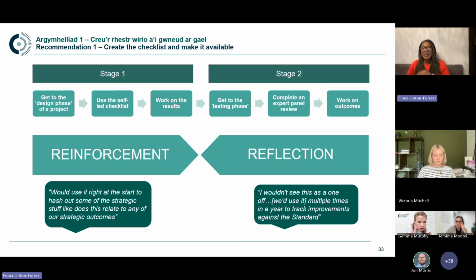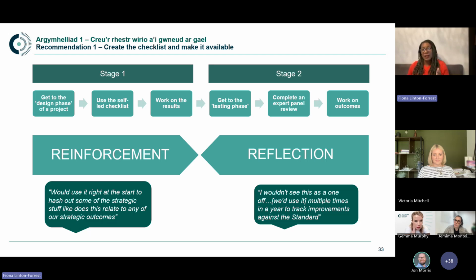And this was another point where users led us in a different direction, because as you remember, we talked about this 2-stage process where we had the checklist, and we assumed that people would use it once, work on the results, and then go for the panel review. But people said that they would use the checklist multiple times during their delivery cycle. And there was this idea of reinforcement and reflection that emerged. So at an earlier stage, and again, it was even earlier than we thought, so we were wrong on that, they'd use it to reinforce how teams should be working.